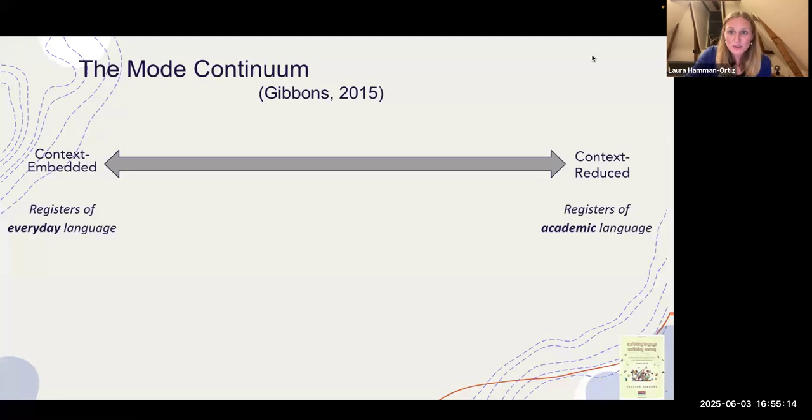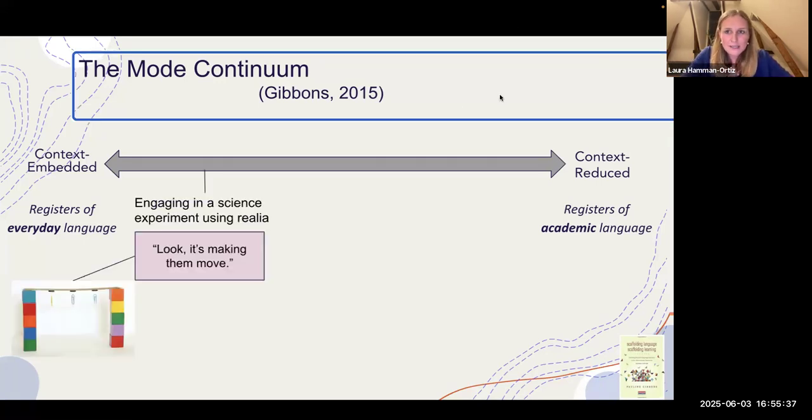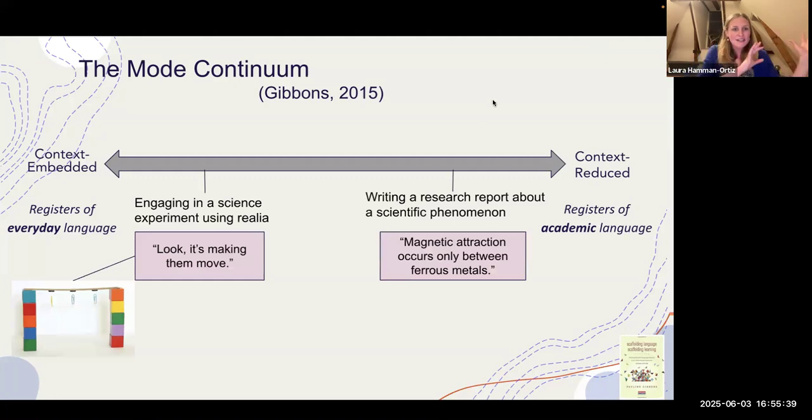And then context reduced would be writing about how to tell time without any visual in front of you, without the tangible manipulative. So we've reduced the context, right? Which is a more challenging way and often requires us to use more details, more complex forms as we communicate something that does not have the context immediately in front of us. And Pauline in the book gives this example of engaging in a science experiment using realia, using real life objects, as one example of context embedded.